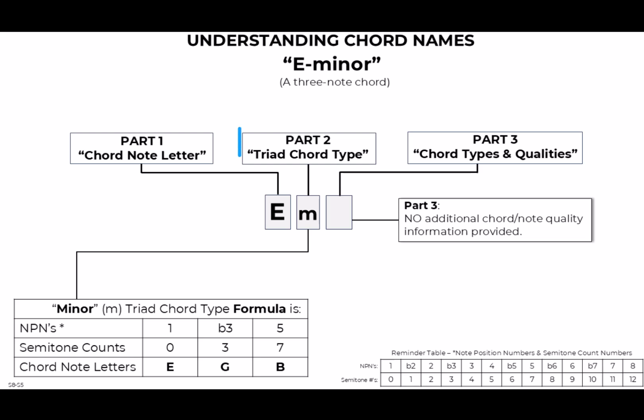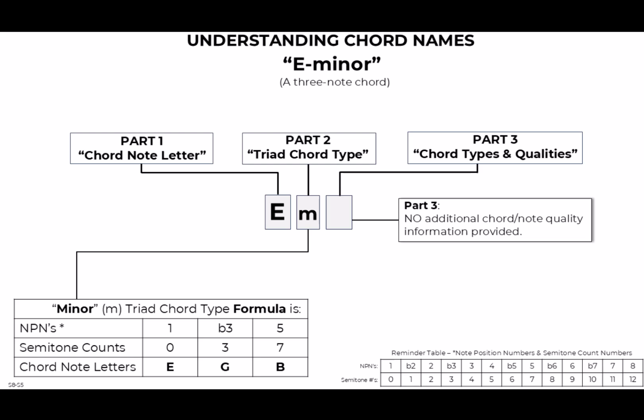Now, looking in the Part 2 triad chord type section, we see that there is the lowercase m abbreviation, which is identifying itself as a minor triad chord. When we look up the minor chord formula, we find it to be note position numbers 1, flat 3, 5, and the semitone count numbers of 0, 3, 7, as seen in the left table here. Now at least we can see them, since they, remember, do not appear in the chord name itself.